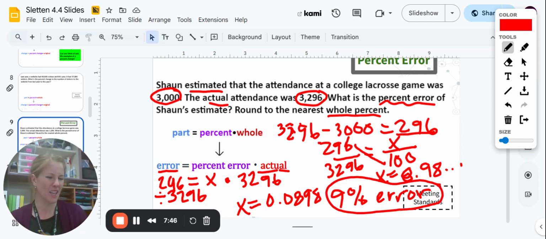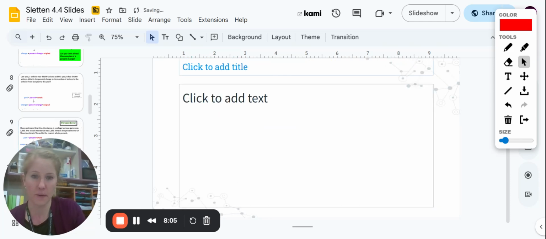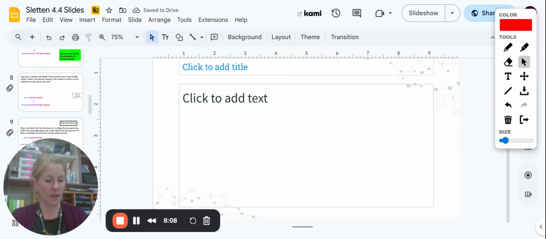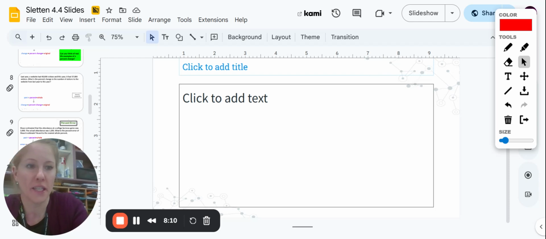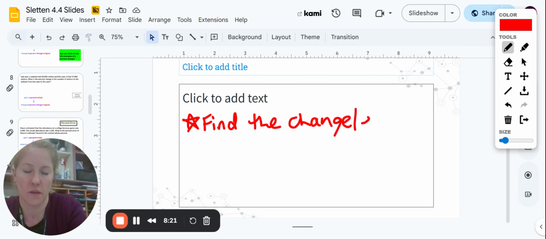Okay, I hope that example helps. The error can be a little bit tricky, so make sure you write this down in your notes so you remember how to figure out what part goes where. Finally, let's fill in our things to remember box. I'm just going to make a new slide right here for us. And in your things to remember box, you can put anything else you want, obviously, but to find the change or the error, you need to subtract.